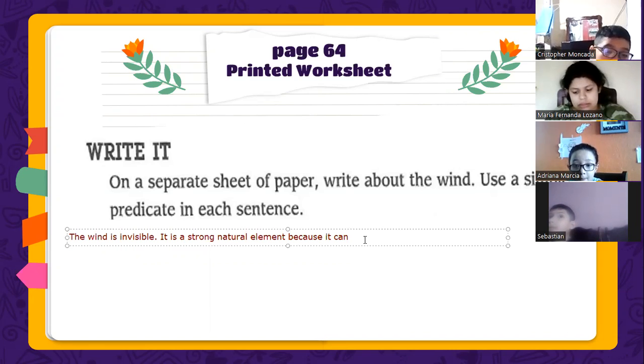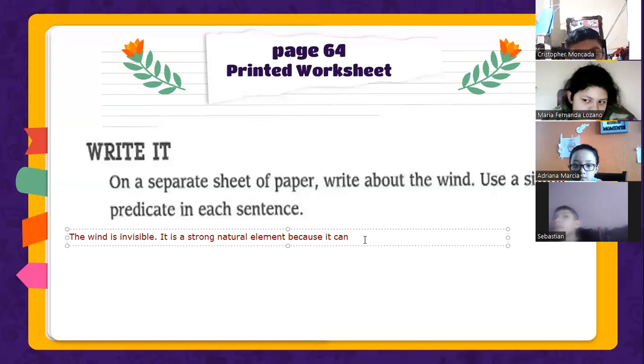Okay, so let's think about positive and negative actions. Something negative the air can do: it can destroy. It can destroy what? If it turns into a tornado, it can destroy houses.